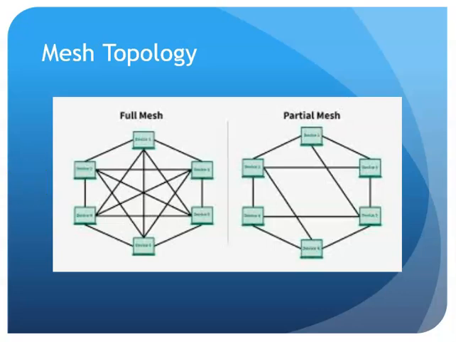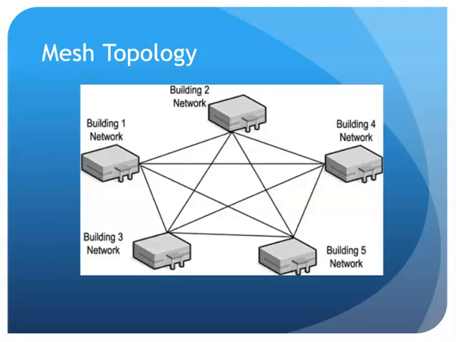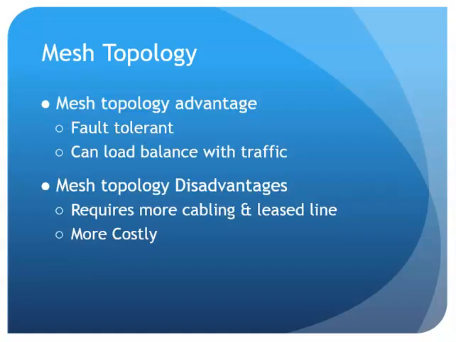And I purposely tried to pick pictures that were not computers to get you thinking, connecting the Harrisburg network to the York network, to the Lancaster network, to the Gettysburg network. That kind of idea. That's where you typically see a mesh topology. It's going to be more expensive because of all those extra connections that you're usually renting or leasing, if you will.